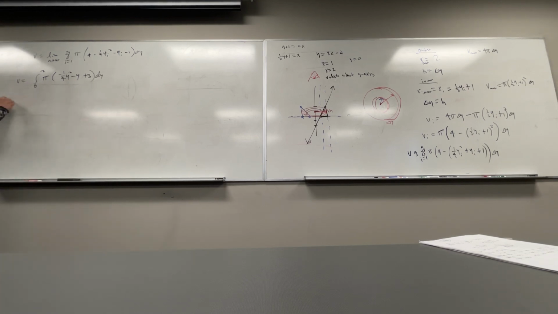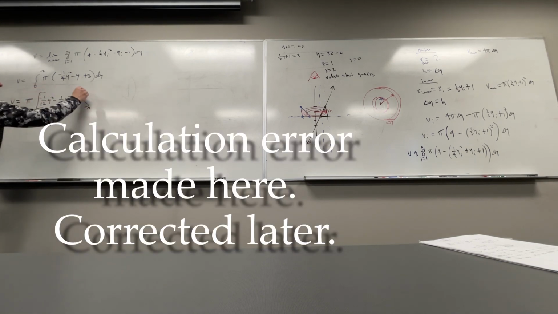Okay, so let's see. This is going to be pi. I can integrate each one individually. So I'm going to have minus 1/12 y cubed minus 1/2 y squared plus 3y evaluated from 0 to 2.